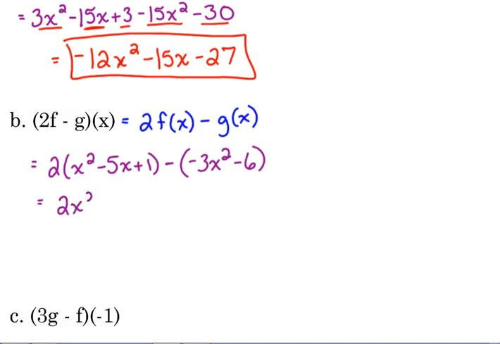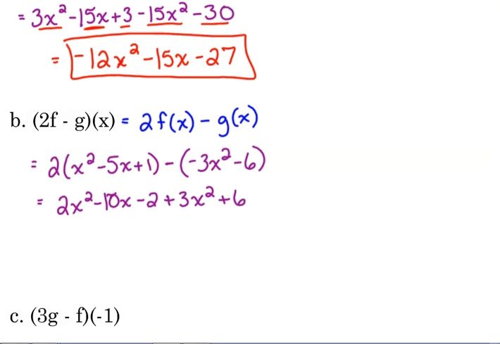simplify, distribute that 2. So 2x squared minus 10x plus 2. Distribute the negative. If that were a negative 2, y'all wouldn't have a problem with doing it, but because it's just a negative, you forget that you need to apply it to everything in those parentheses. So negative 3x squared is positive 3x squared. Negative 6 is positive 6.